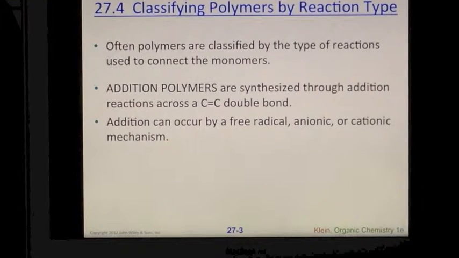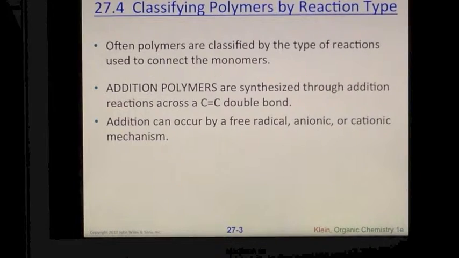Often polymers are classified by the type of reaction used to connect the monomers. Addition polymers are synthesized through addition reactions across a C-C double bond. Addition can occur by a free radical, anionic, or cationic mechanism.